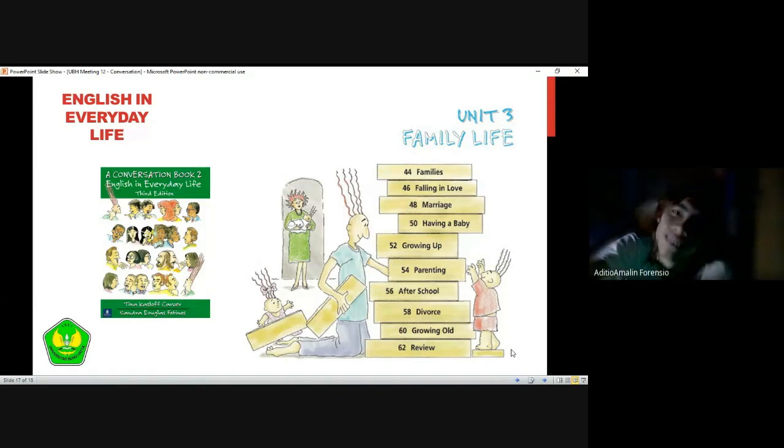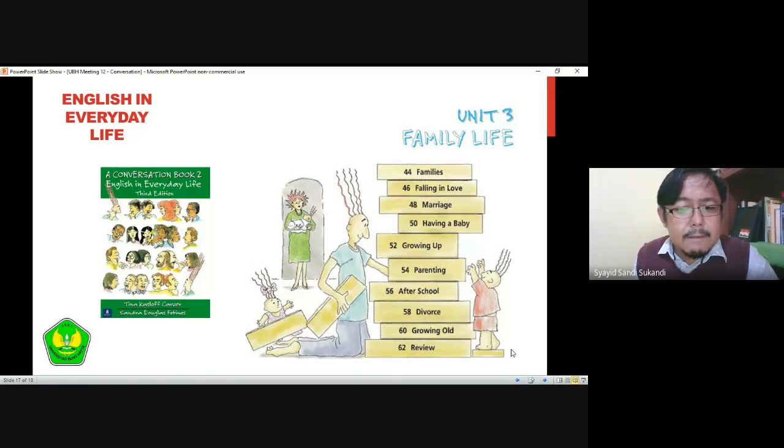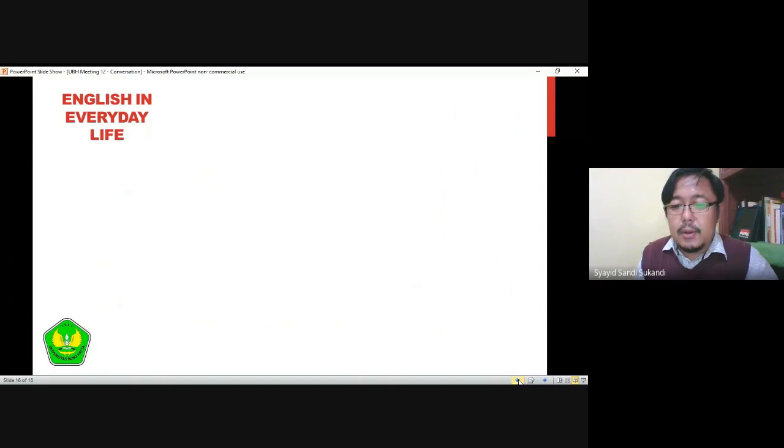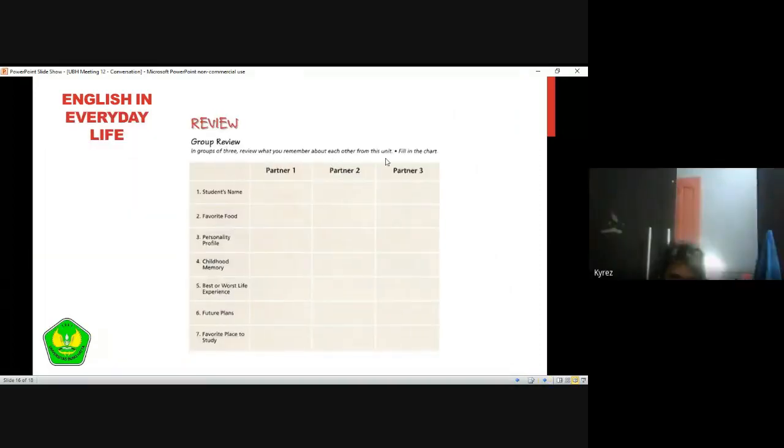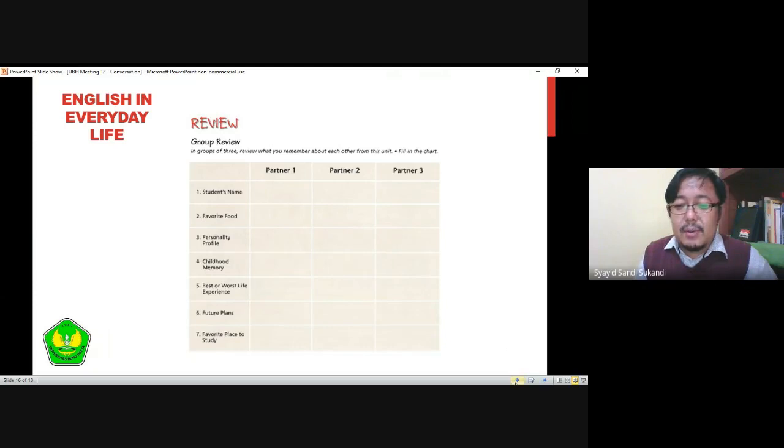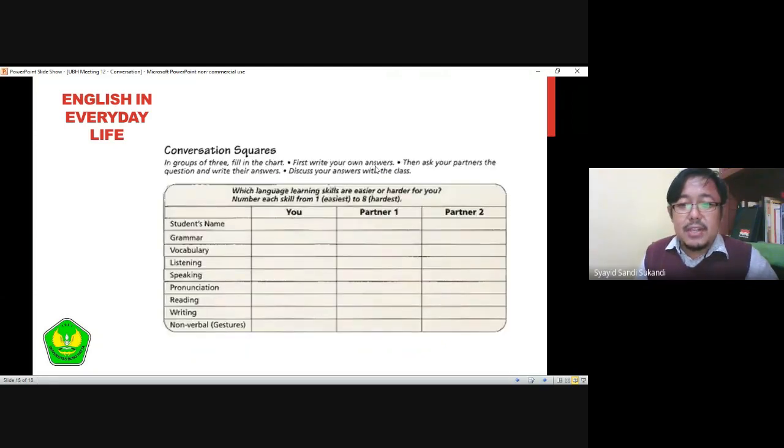Next week. Yes. Kind of excited for next week. We're going to talk about family life, but we still cover more. But look at this one. Remember about each other. So this is by your friend. See? Conversation. You need to pick up your friend, partner one, partner two. You ask your friend his name. This one is you, your friend, student's name. And then, for example, you ask Reski his name.